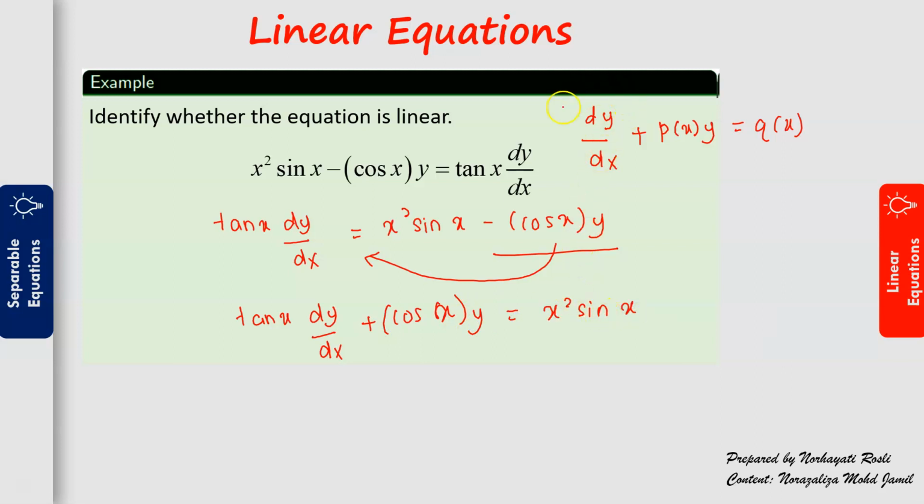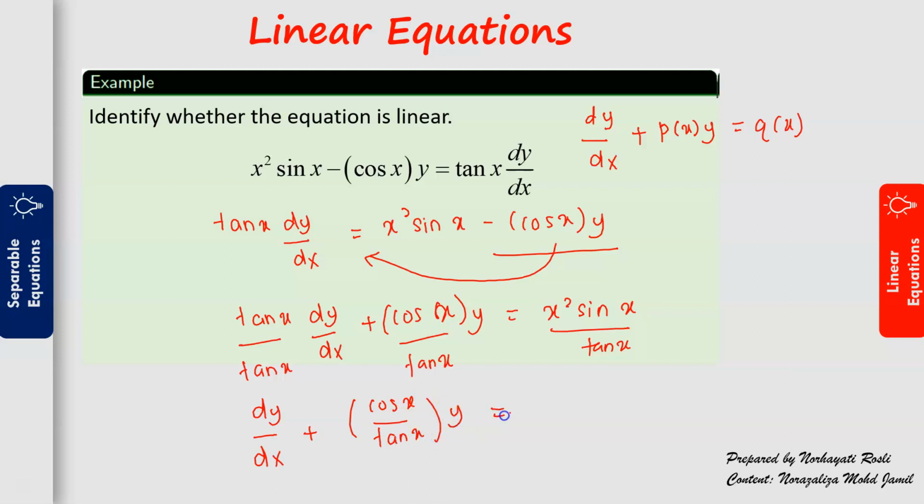And then class, I need to make the coefficient of dy/dx equal to 1. Means that I need to divide the whole equation by tan x. So this one also we need to divide by tan x. Means that here I will have dy/dx plus cos x over tan x times y equal to x squared sin x over tan x. So class, this is the general form of a linear equation, means that this equation actually is a linear equation.